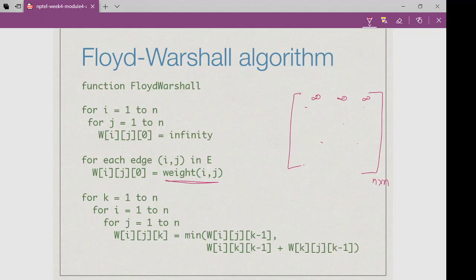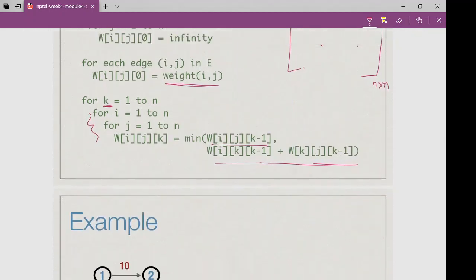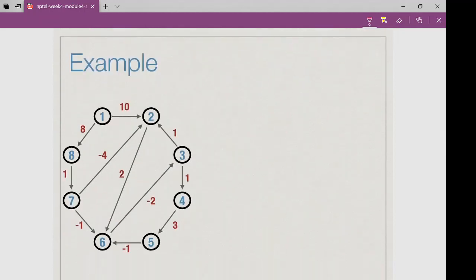After that, we have to iterate our k. So for k equals 1 to n, we have to fill this matrix. For each value of k we have to fill the entire matrix, and at each point we just have to find these two values. Whichever is minimum becomes the answer at that location. Let's see an example, then things will be much clearer. Let's assume this is the graph and we have to find the shortest path for each pair of vertices. How many nodes are present in this graph? There are 8 nodes, so we will make a matrix of 8 cross 8.